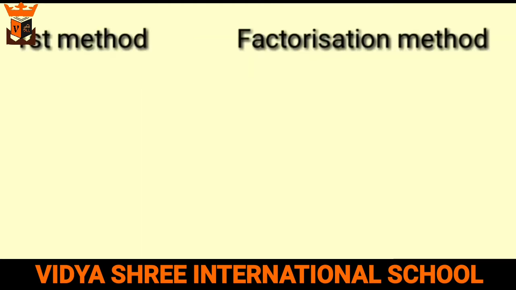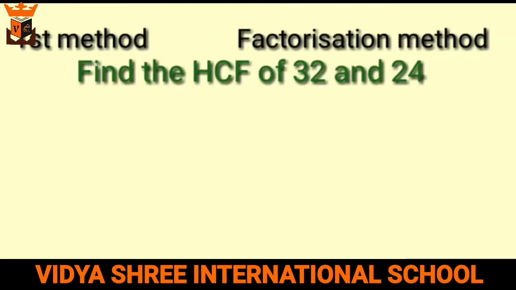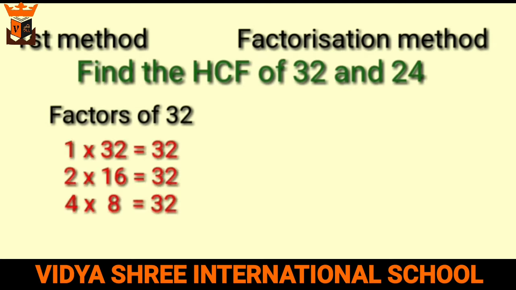In the first method, we will find the HCF of 32 and 24 by the factorization method. First of all, we will find the factors of 32. All the possible combinations of writing 32 are: 1 multiplied by 32 is equal to 32. 2 multiplied by 16 is equal to 32. 4 multiplied by 8 is equal to 32. So the factors of 32 are 1, 2, 4, 8, 16 and 32.